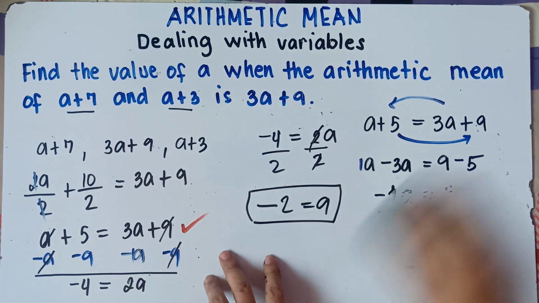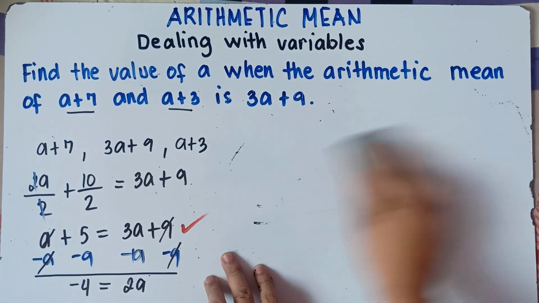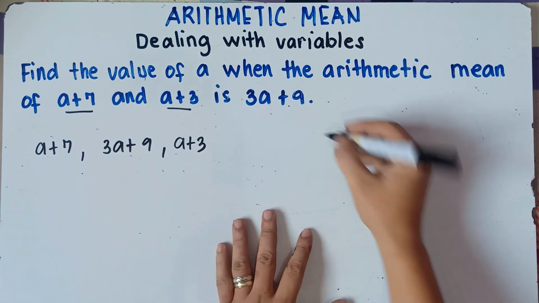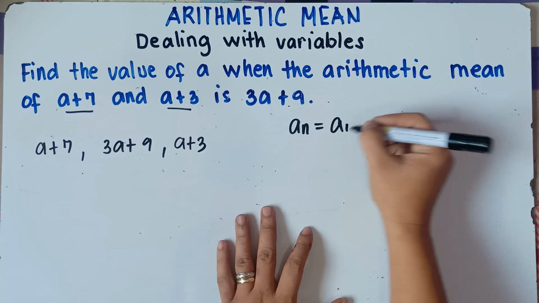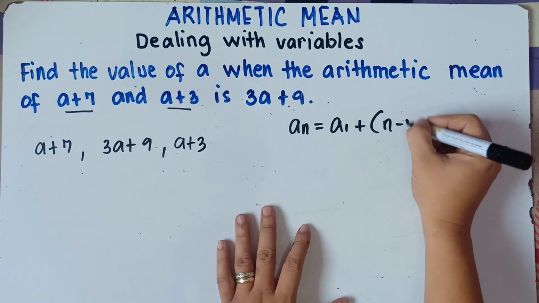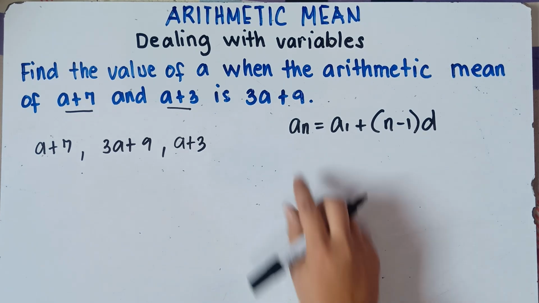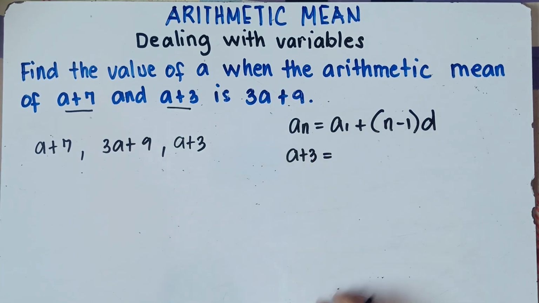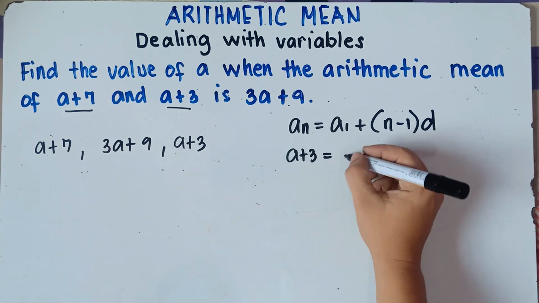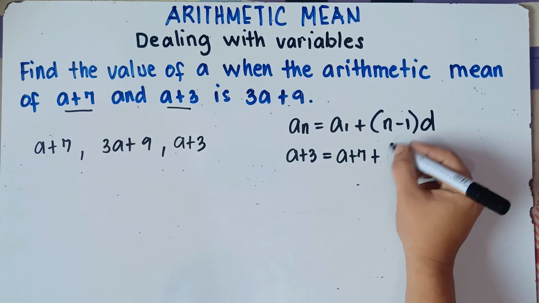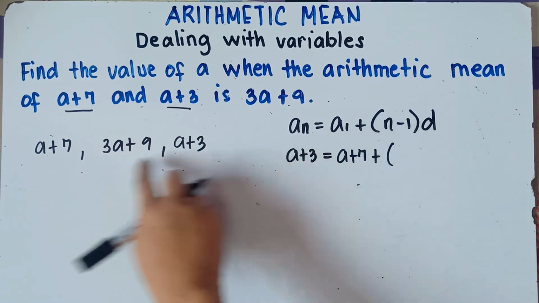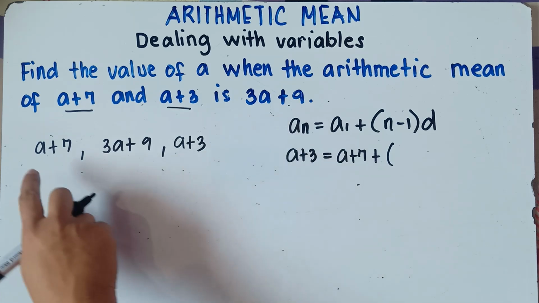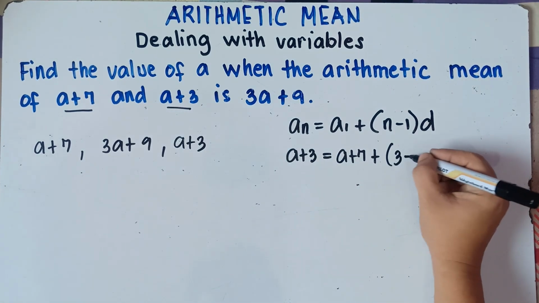Alright, so let's have the second solution using the arithmetic sequence for you to choose, class. Which do you prefer? So second solution, arithmetic sequence formula, that would be A sub n equals the first term plus quantity n minus 1 times the common difference. So A sub n is the last term. We have A plus 3. So A plus 3 equals A sub 1 is the first term. We have A plus 7 plus the n, the number of terms, class. We have 3 terms including the average, that would be 3A plus 9. So 1, 2, 3. So we have 3 terms minus 1.